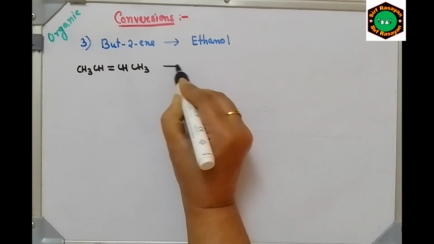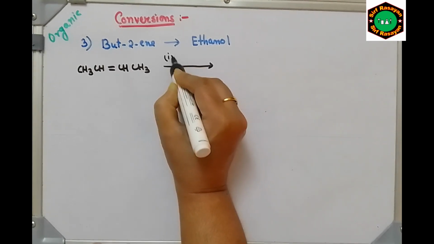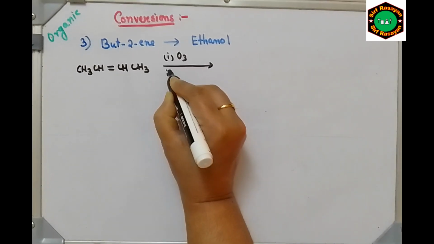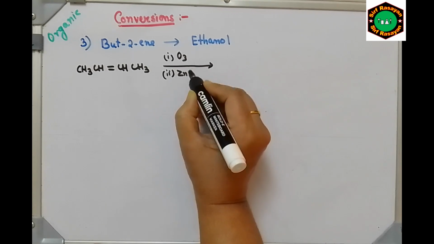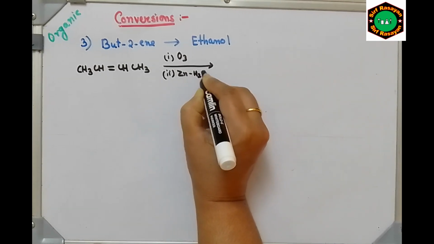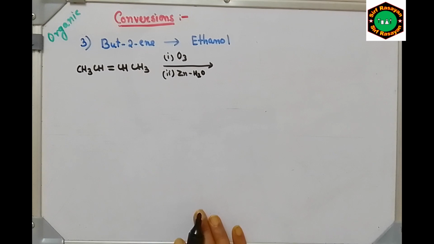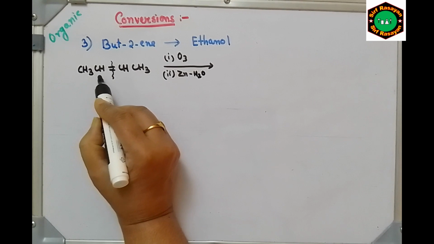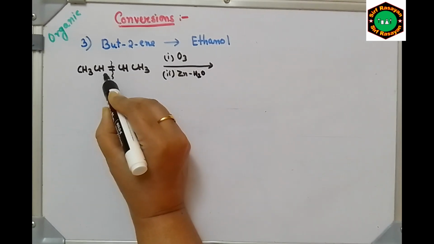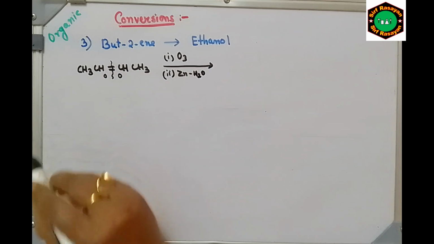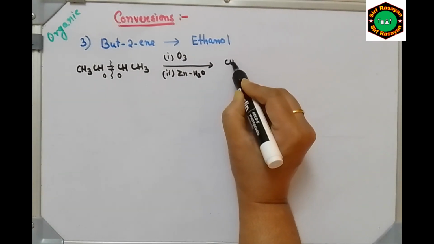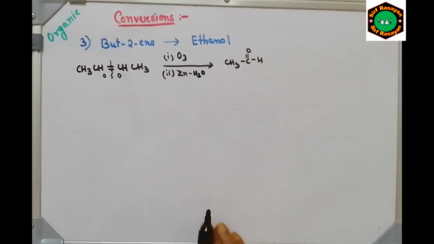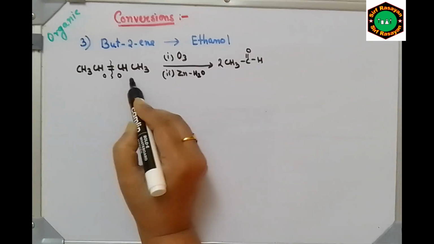So how will we clip it? You can treat it with ozone. So first we will get ozonide. Then you can treat it with zinc and water. What will happen? Cleavage of ozonide will take place to smaller molecules. From this part it will cleave this way. From this part, one oxygen will be added here and one oxygen will be added here. So you will get CH3CHO, acetaldehyde. 2 molecules we are getting from this part and this part.